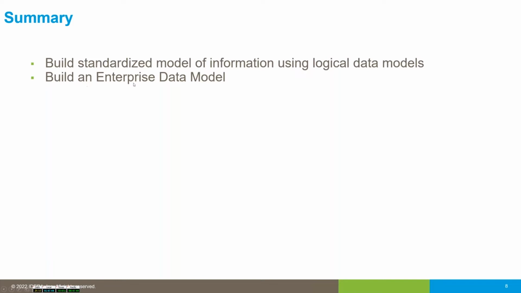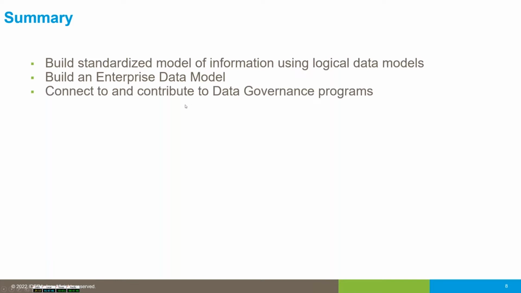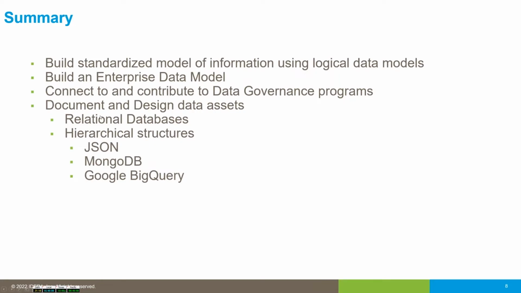our physical models. So there's our enterprise data model. We can connect those models to our data governance program, so mapping business terms to entities, attributes, tables, columns, objects, fields, and then being able to publish all of that to our data governance tool. We can design and document data assets.